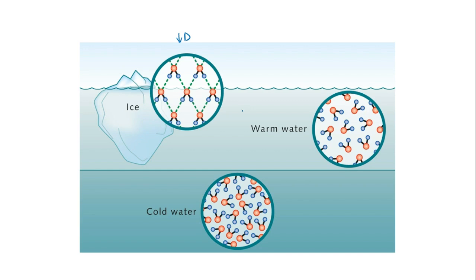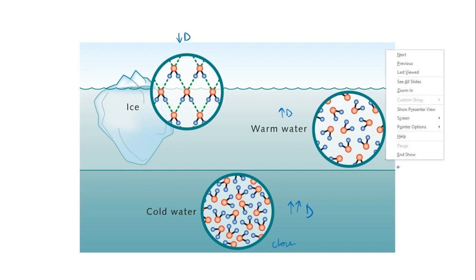Then warm water has higher density than the ice, and the cold water has the highest density of all of them. Because in colder water, molecules are present even closer than in warmer water. So in warmer water, molecules are present at larger distances, so they have larger distances between them as compared to the colder water. So that is why cold water has the highest density.